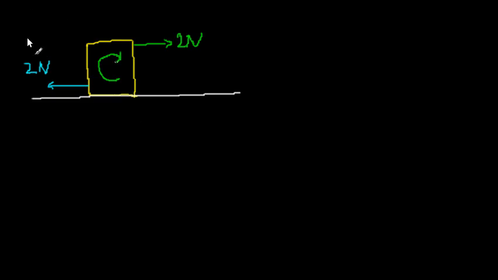Now this example, where we have two equal and opposite forces in parallel directions, but opposite, and not along the same line, this pair of forces has a name. It's called a couple.